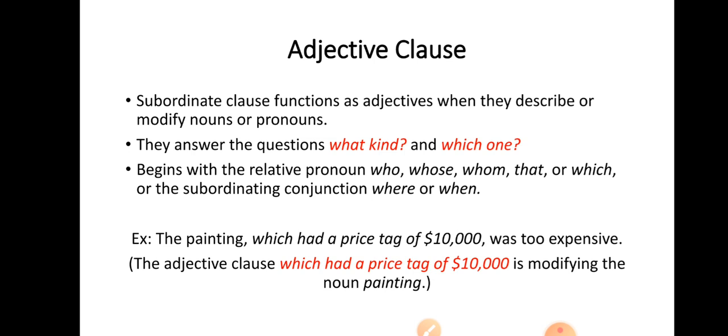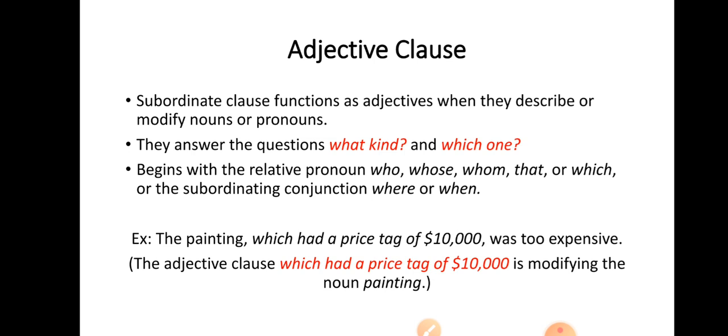An adjective clause begins with a relative pronoun: who, whose, whom, that, or which, or a subordinating conjunction like where or when. Let us see an example. The painting which had a price tag of $10,000 was too expensive. Here the painting is the subject of the sentence. We can remove the italicized words and still get a main or independent clause: the painting was too expensive.